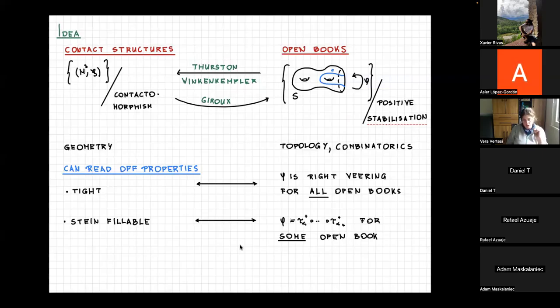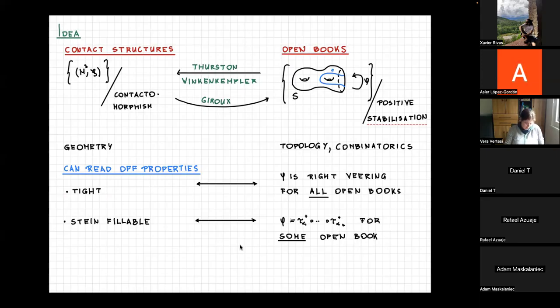I'm not going to talk too much about these things, but that's somehow the main point of contact structures: there are properties of contact structures, for example tightness, which can be explicitly phrased with open book decompositions.